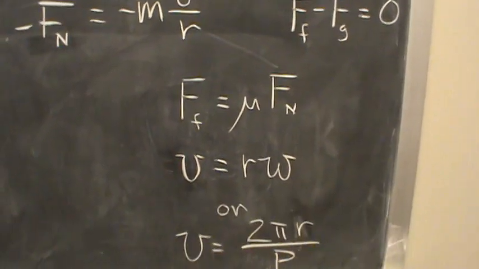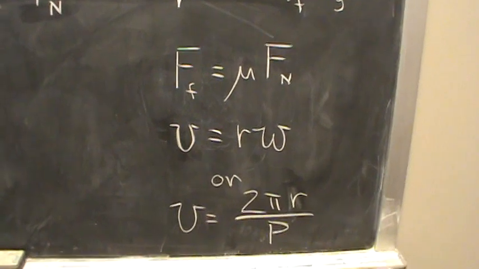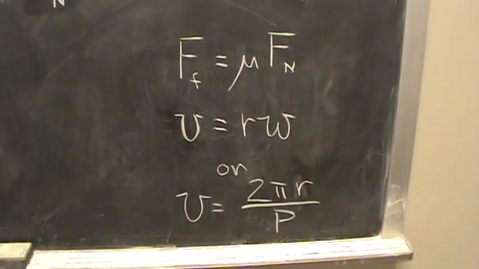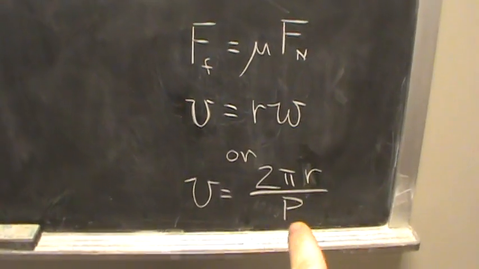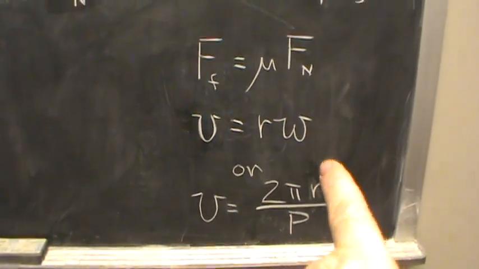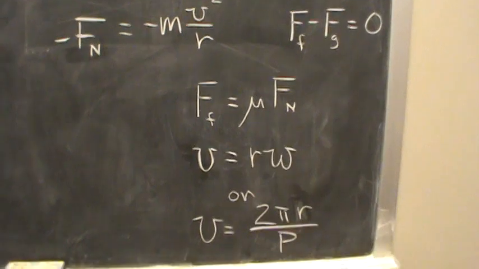And then you can also use either v equals r omega or v equals 2 pi r over T to solve for the period and to solve for the angular velocity. So the rest of this is algebra once you get to this step.